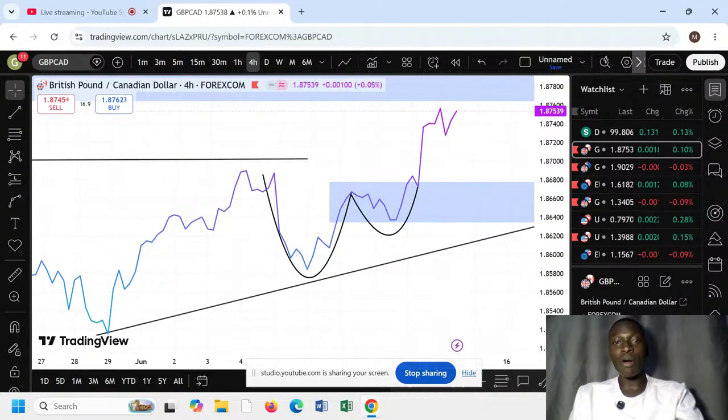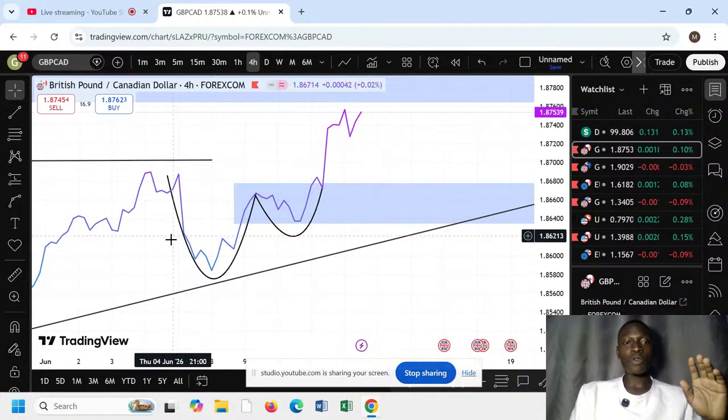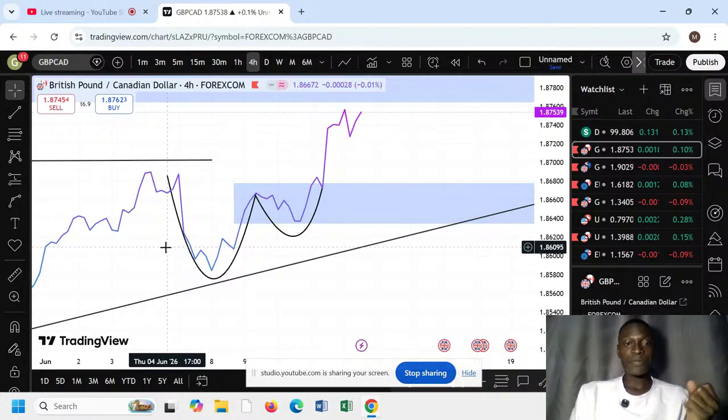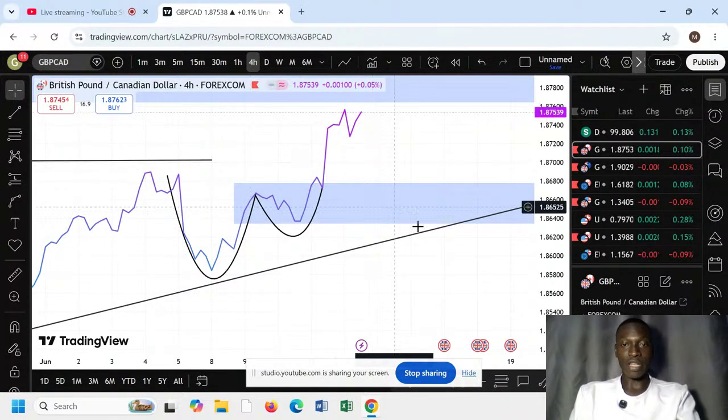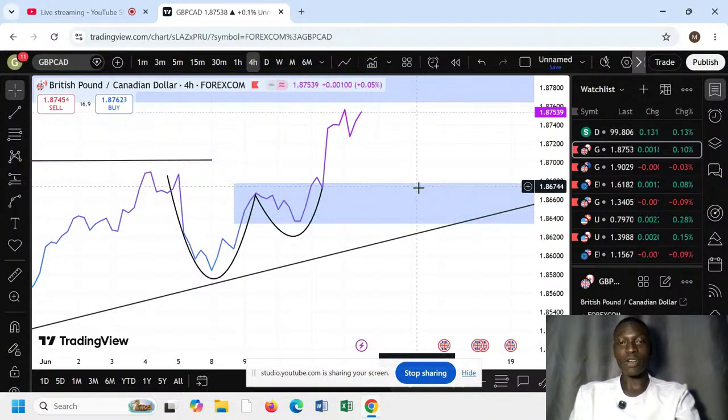Now let me show you the confluences, the kind of confluences that I have. First of all, the trend is bullish. The trend line has a third touch, and then the breakout and the liquidity sweep. Now price has to come back to test the order block to keep pushing up. However, price can do the opposite.